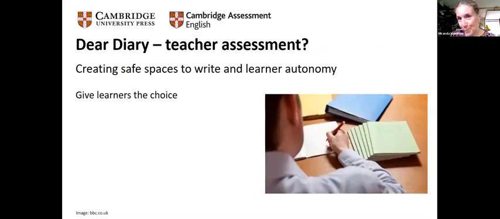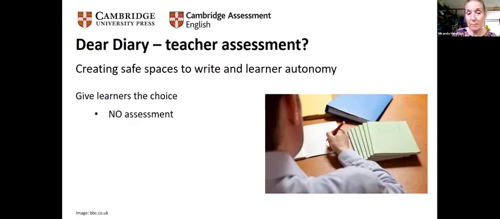Now, this is an interesting one, and it's one that I had to think about because we want to create safe spaces for learners to write. We want to create a place that is theirs, that we don't necessarily look at. So there is this question of, do we mark or do we assess their journals? Now, this is an opportunity to explore notions of learner autonomy. And here you can give your learners the choice, and they'll welcome that choice. But there are a number of choices you can offer them.